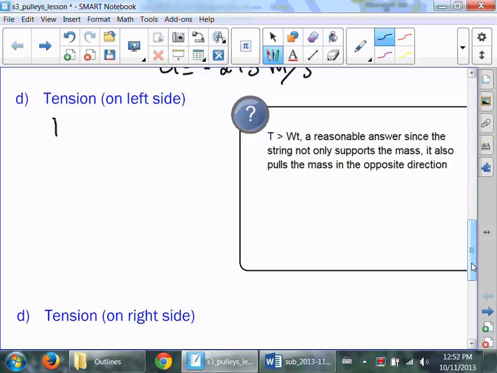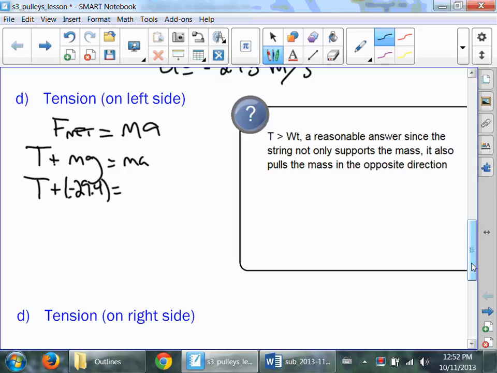We know that F net equals mass times acceleration. We know that F net is going to be tension plus mg. That's equal to ma. We don't know tension, but we know that the mass times g is going to be negative 29.4 because we already calculated that. We know that the mass on the left side, only the mass on the left side, is 3, but the acceleration of the whole system is going to be 2.45.